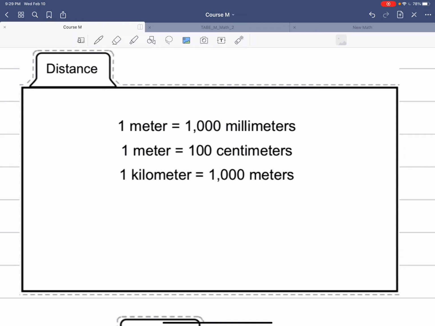The distance units in the metric system are based on the meter. A meter is 39 inches. It's slightly longer than a yard. I tell students to think of approximately the length of your arm, especially if you're very tall. You probably have longer arms. So a meter is approximately a yard. It's about the length of your arm. A meter is equivalent to 1,000 millimeters or 100 centimeters, and it takes 1,000 meters to make a kilometer.